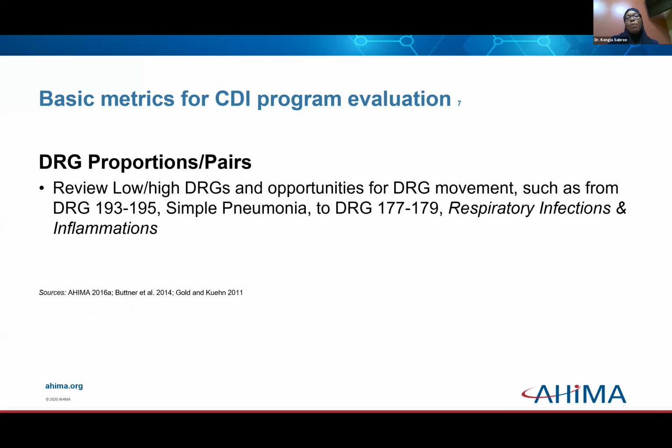So DRG proportions or pairs. You want to make sure that you review low and high DRGs and opportunities for DRG movement, such as from DRG 193 through 195, which is simple pneumonia, to DRG 177 through 179, which is respiratory infections and inflammations.